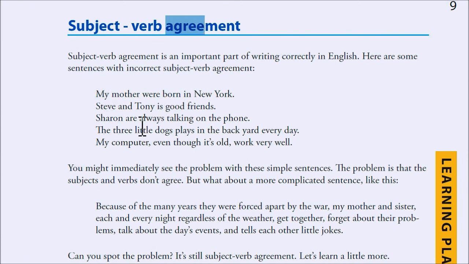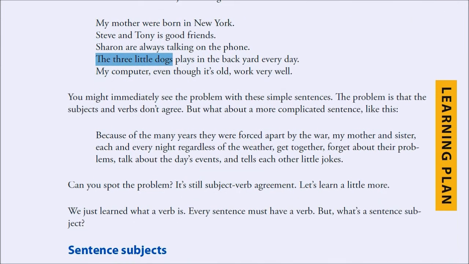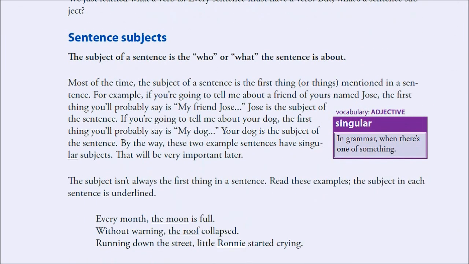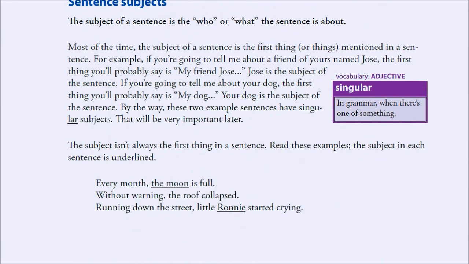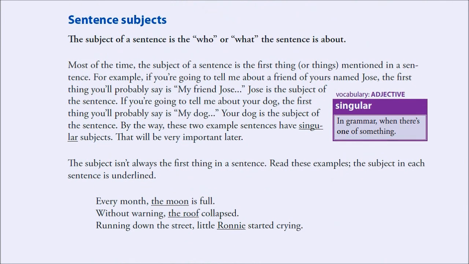Okay? "The three little dogs plays"? No, it's "the three little dogs play," not "plays." So you have to make sure that your subjects and verbs agree. Just read this here. All right, and this tells you about what the subject of a sentence is. The subject of a sentence is the who or what the sentence is about. Okay, so you can read this on your own.